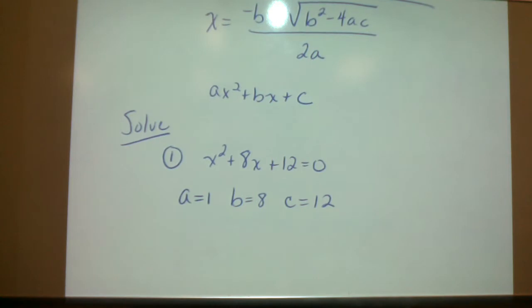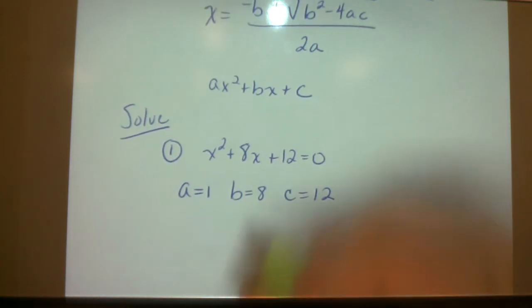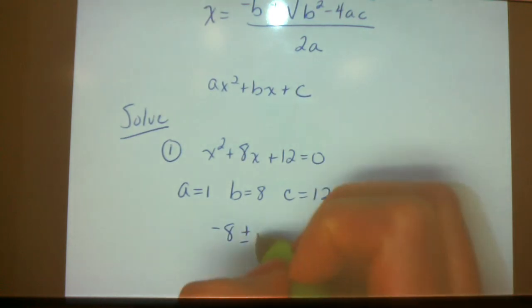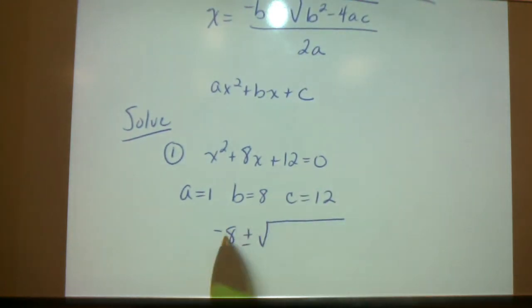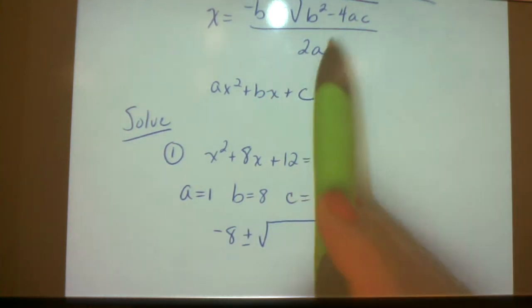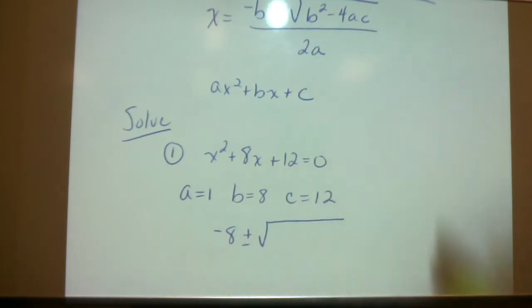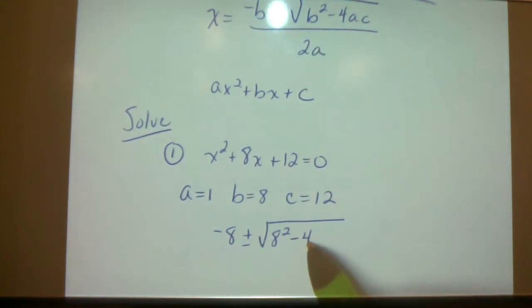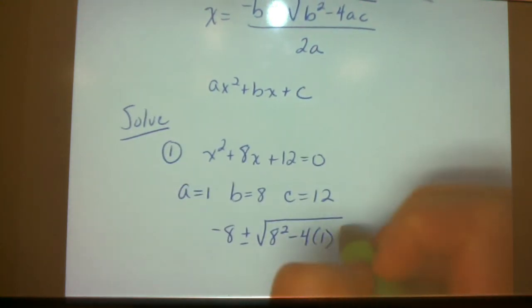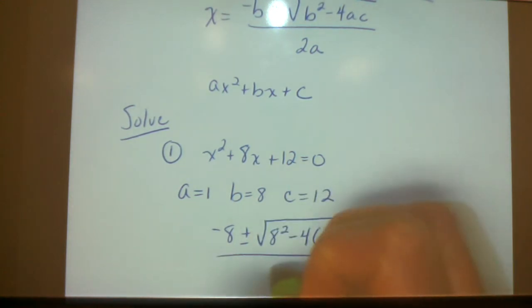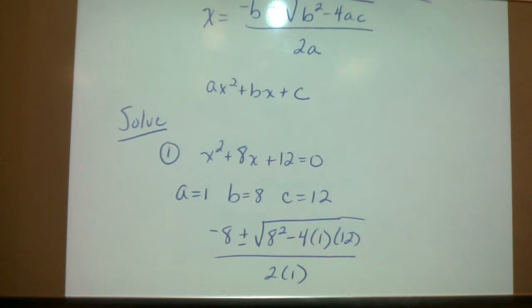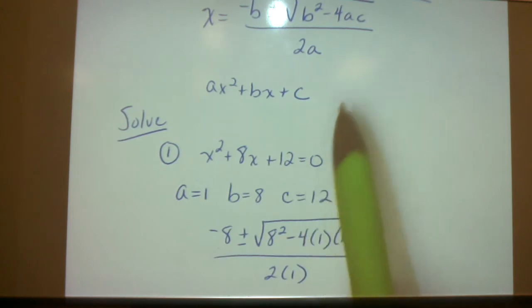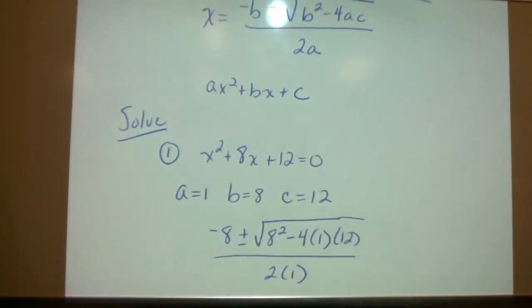So I'm going to take the information that I have and substitute in. So I've got negative b plus or minus negative b, so I'm taking the opposite of a positive 8, I'm putting a negative 8. Then it goes the square root of b squared, so that's 8 squared, minus the 4, which is always part of the formula, so that's not going to change. A is 1, c is 12, over 2 times 1. I just took those numbers and substituted in. Wherever I saw a B, I put an 8. Wherever I saw an A, I put a 1. And wherever I saw a C, I put a 12.